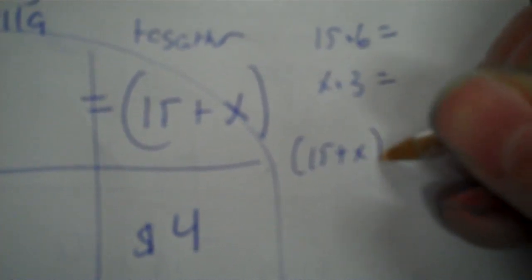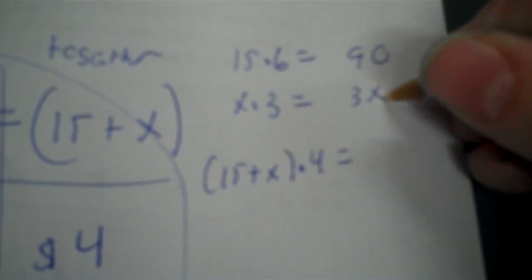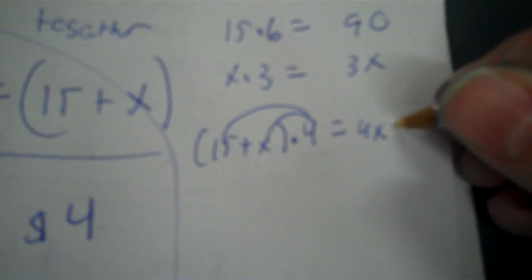Okay, so now I find these products. Okay, 15 gallons, and then $6 per gallon here, x gallons times $3 per gallon, and then the quantity 15 plus x gallons times 4. So 15 times 6 is 90, x times 3 is 3x. Now I distribute the 4 to the x and the 4 to the 15. So it's going to be 4x, but then 4 times 15 is 60. So this is 90 plus 3x. On the other side, we have the expression 4x plus 60. Okay, so 90 plus 3x equals 4x plus 60.